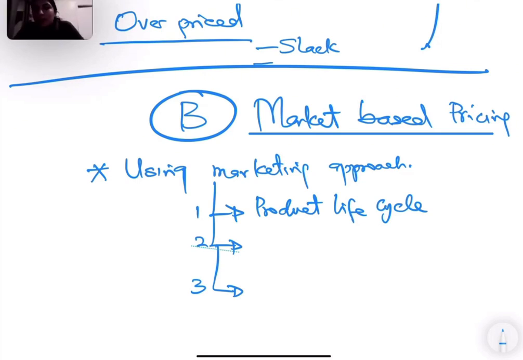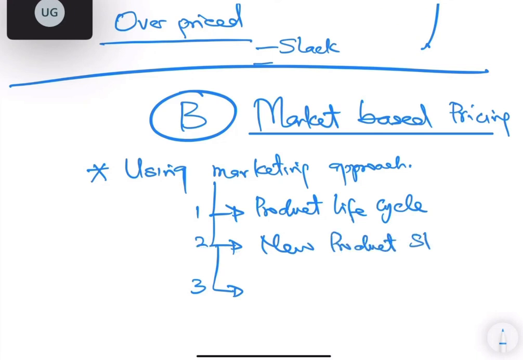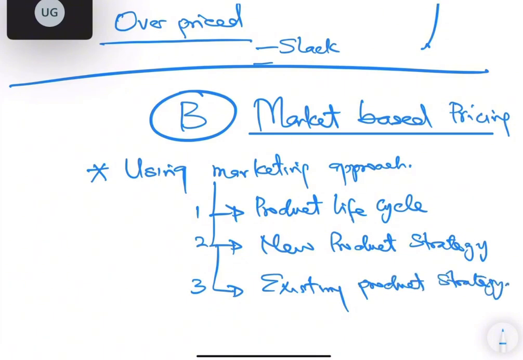Okay. So product life cycle is the first one. The second one is it can be based on new product strategy, or even can be based on existing product strategy. So flashback to where we're coming from. 3 methods to get your pricing.